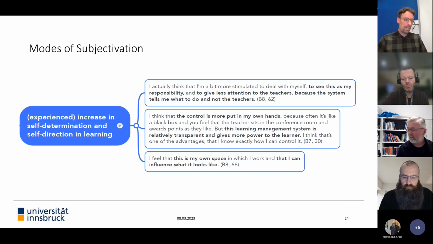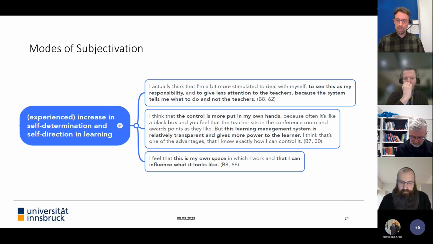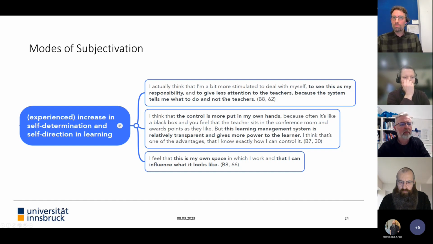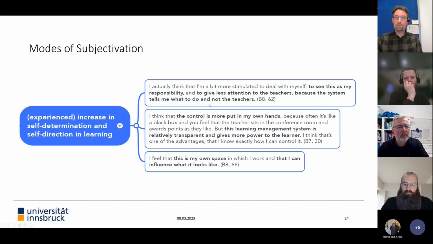The first theme shows that the use of learning analytics leads to students experiencing increased self-determination and self-direction in learning. They feel that they are now more responsible and self-determined in their own learning process, which is quite interesting. As you see in the examples, the students say, I'm a bit more stimulated to deal with myself, to see this as my responsibility and to give less attention to the teachers, because the system tells me what to do and not the teacher.